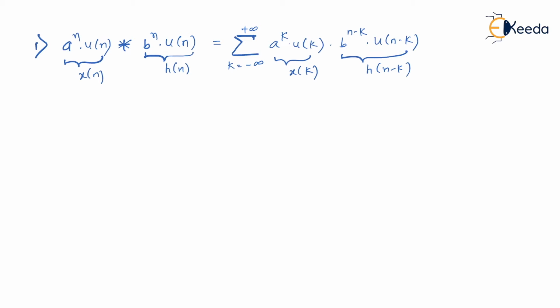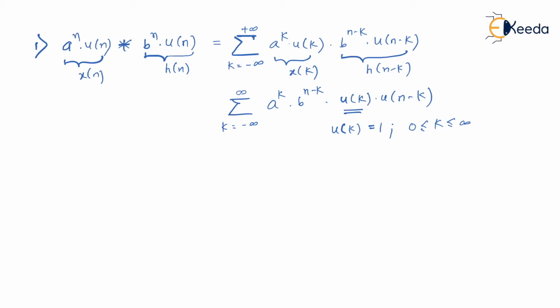Very simple. So further, I can rewrite it like this. K is equal to minus infinity to plus infinity, a to the power k dot b raised to n minus k, I can write it together, and then u of k, u of n minus k. Now let me talk about this u of k term. Now this is something you are quite familiar with. U of k is a step signal which is valid from 0 to infinity, meaning that u of k is always 1 where k is lying between 0 to infinity.